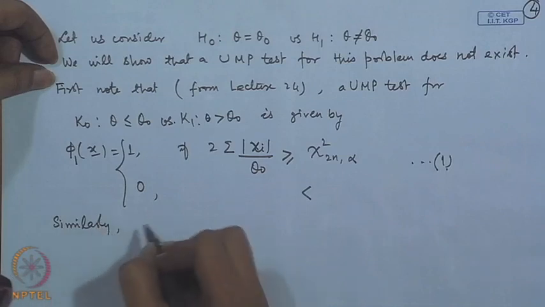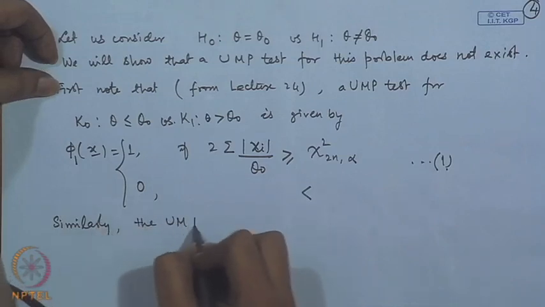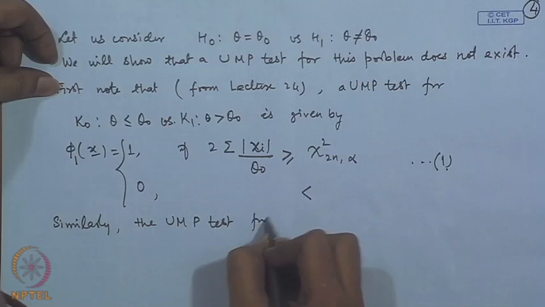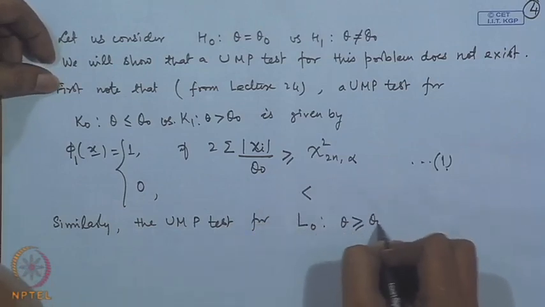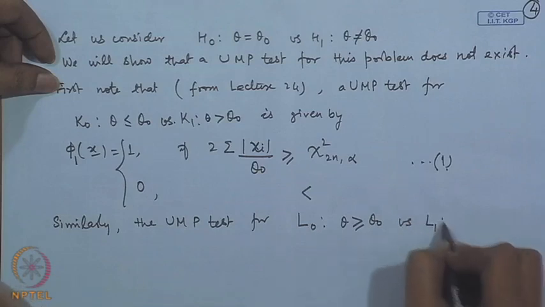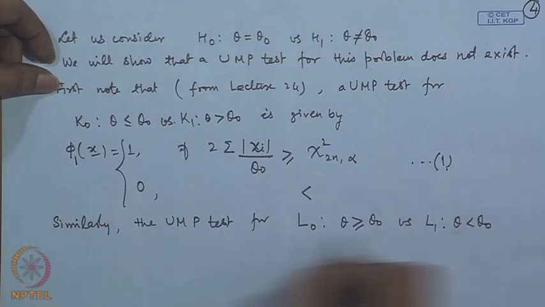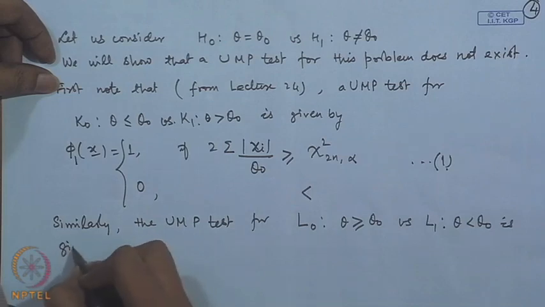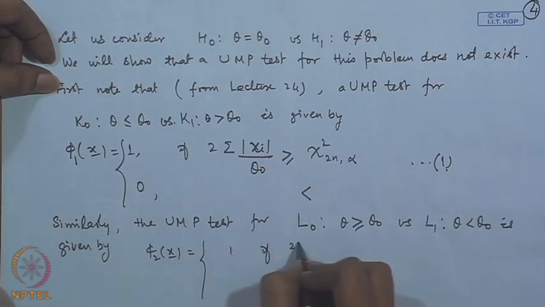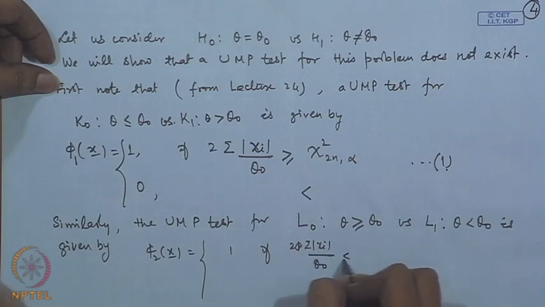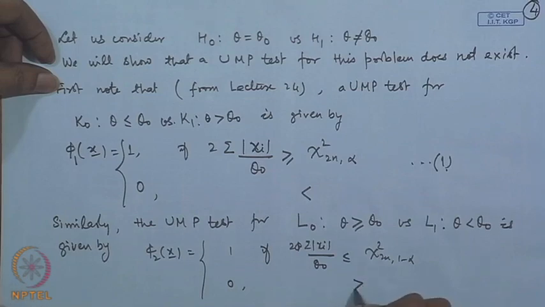Similarly, the UMP test for, let me call this L naught: theta greater than or equal to theta naught against L 1: theta less than theta naught, this is given by phi 2 x equal to 1 if twice sigma modulus x I by theta naught is less than or equal to chi square 2 n 1 minus alpha. It is 0 if it is greater.